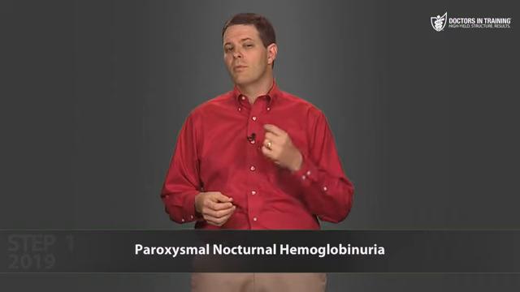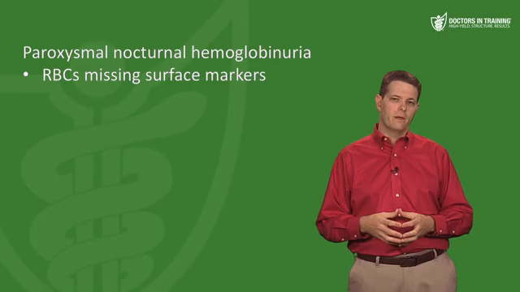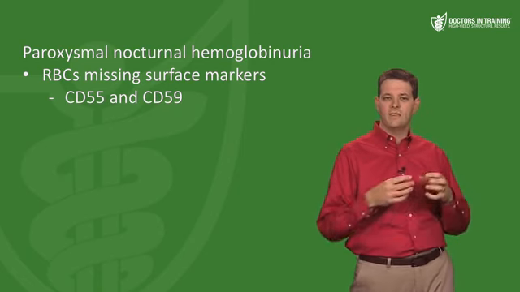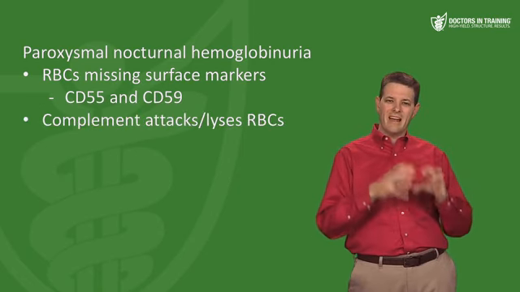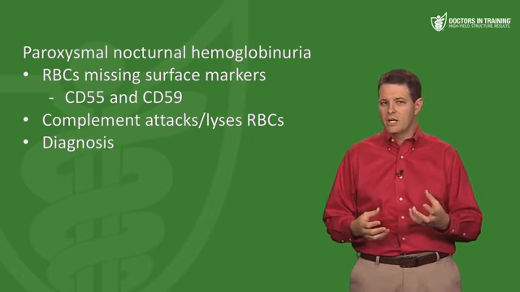Paroxysmal nocturnal hemoglobinuria is another cause of hemolysis, and again, we discussed this in immunology. This is where the red cells are missing the surface markers CD55 and CD59, so that complement attacks those red cells and lyses them. So do you remember what the test for PNH was?